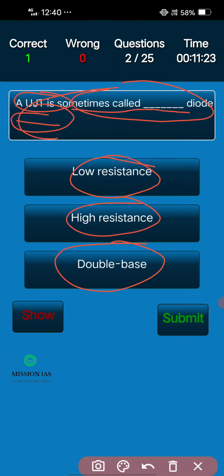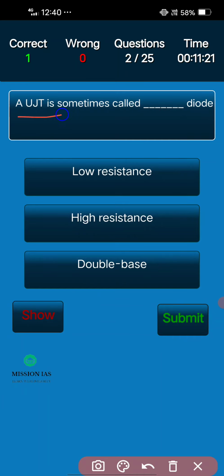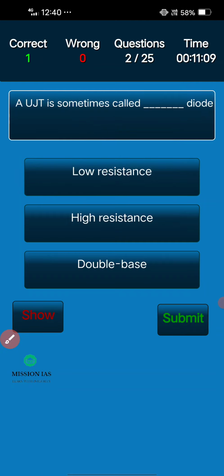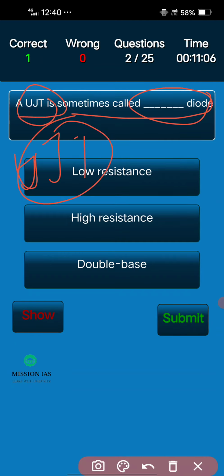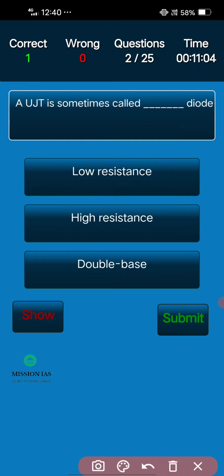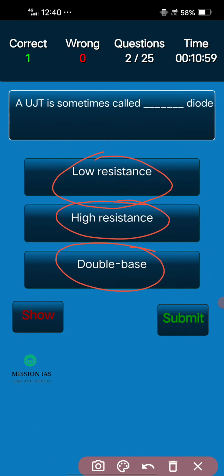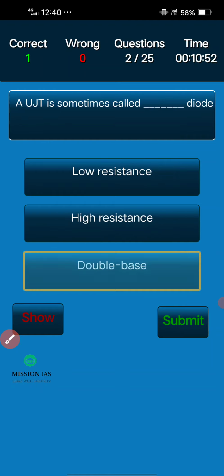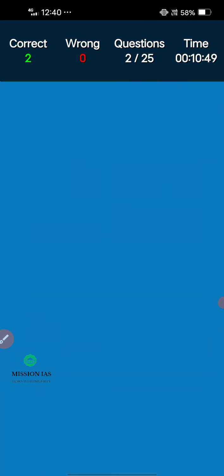Then the second question displayed in front of you: the UJT, uni-junction transistor, is sometimes called a dash diode. Whenever we discuss the uni-junction transistor, we have to know which kind of resistance it uses, whether high resistance, low resistance, or double base. That's a very important thing we have to note. UJT is a double base transistor, we can say. So it is a double base transistor.